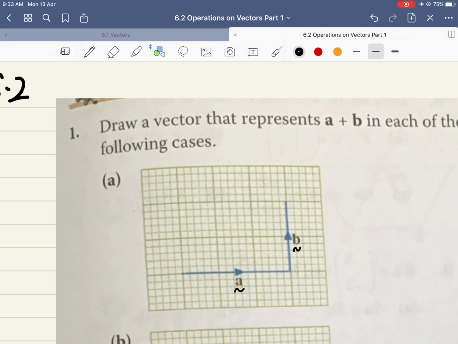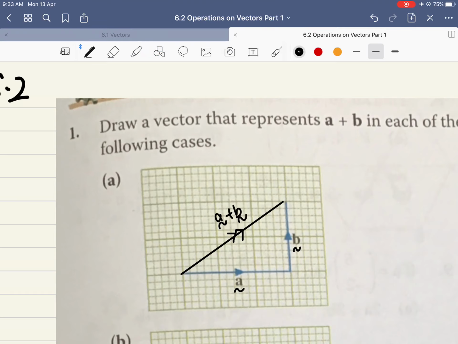Very simple here. The resultant vector in this case, A plus B, since I'm walking from A, then I walk to B, this is where I end up. I started off here, I walk until I reach here. So my resultant vector in this case will be A plus B.